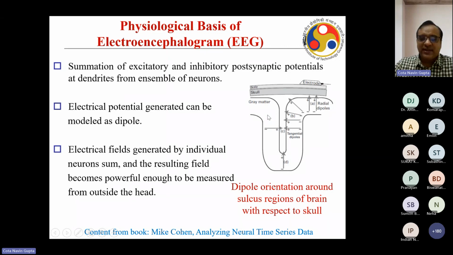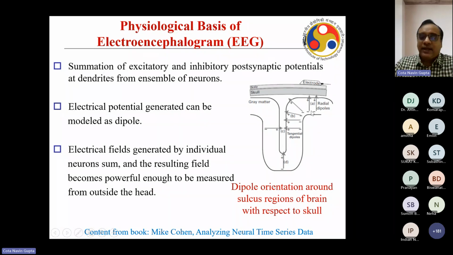So the sulcus and gyrus of the brain, which are sort of the ups and downs, right? This is the sulcus region of the brain where the gray matter is present, and in that gray matter the neurons are present. Each neuron will have ions inside and outside, and then there are going to be synapses and a lot of stuff happening. So what exactly is being measured at the electrode is nothing but the summation of the excitatory and inhibitory postsynaptic potentials at the dendrites from the ensemble of neurons. That is what is being recorded in an electroencephalogram recording.